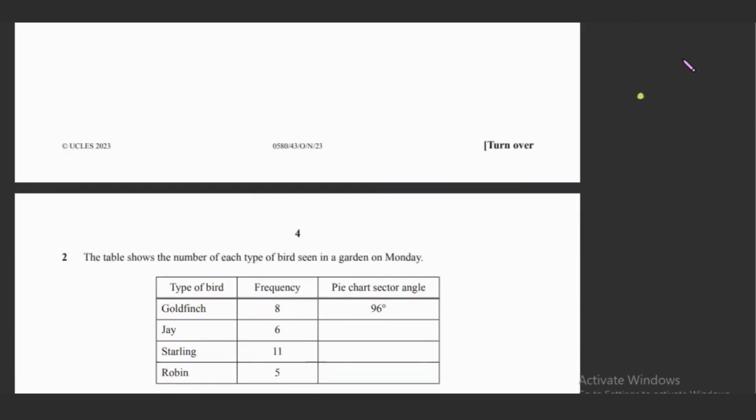Let's move on to the next question that we have, which is question 2.